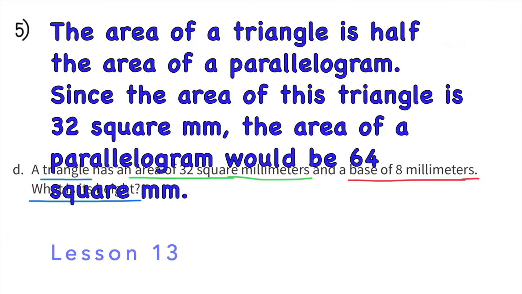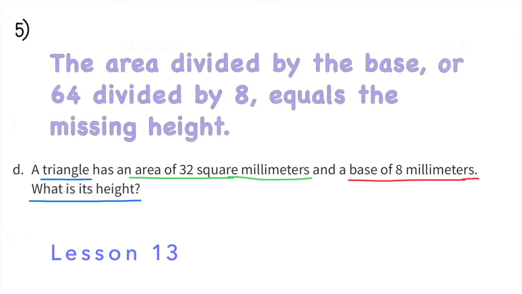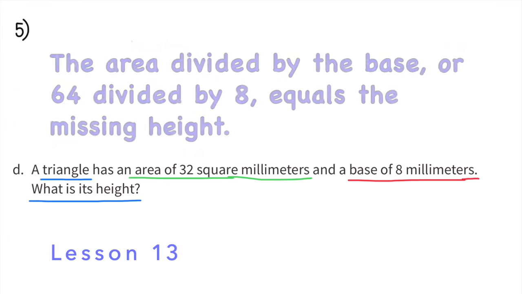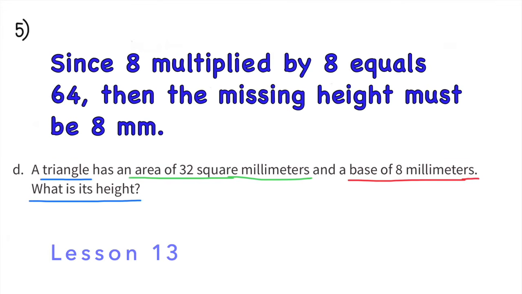Since the area of this triangle is 32 square millimeters, the area of a parallelogram would be 64 square millimeters. The area divided by the base, or 64 divided by 8, equals the missing height. Since 8 multiplied by 8 equals 64, the missing height must be 8 millimeters.